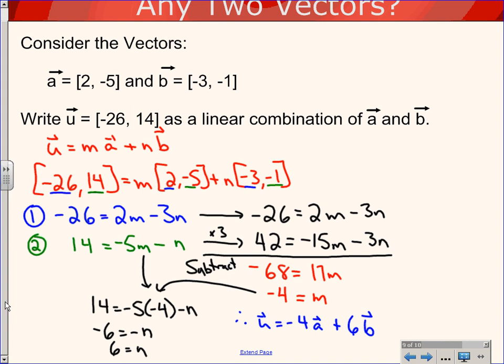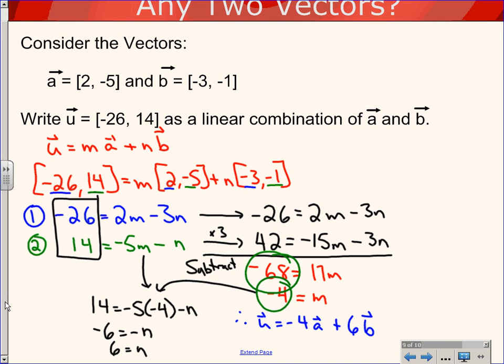This should have worked no matter what vector u was. So if I picked any two random numbers for vector u, we should have been able to solve this. All that would have changed is those two numbers right there would have been different. But the way we would have solved everything was the same. In fact, we still would have multiplied by 3, right? We would have ended up getting a different number here, and then in turn a different number there, but it still should have worked, right?